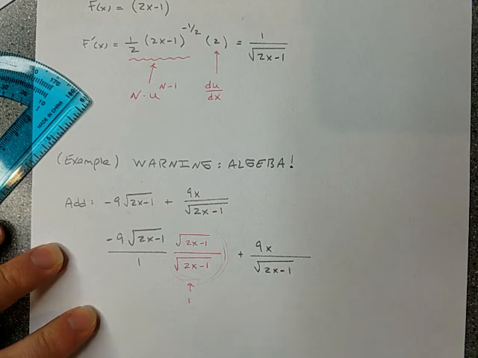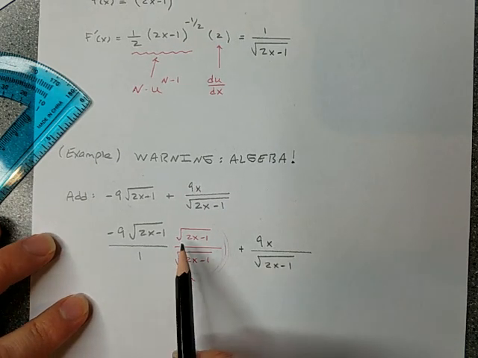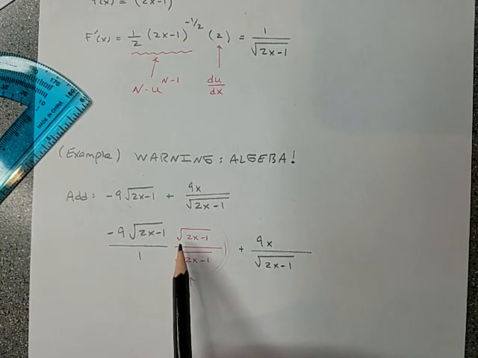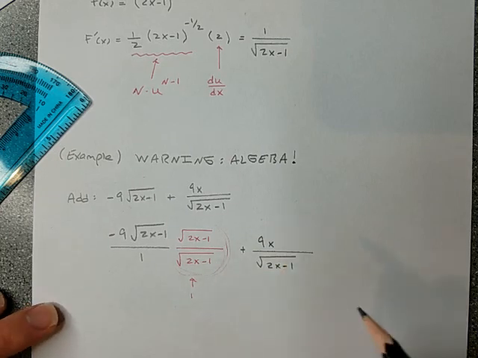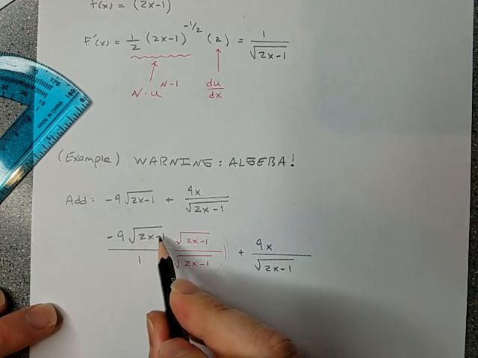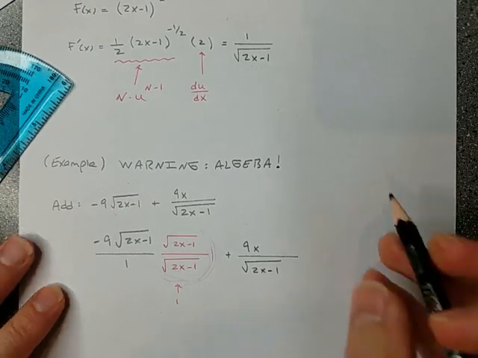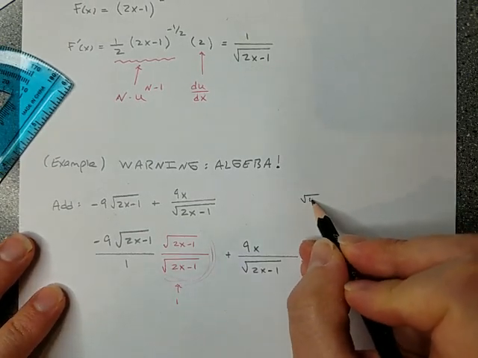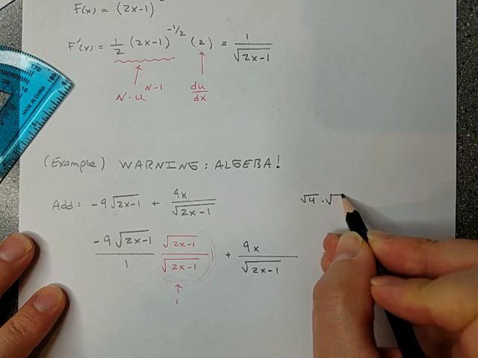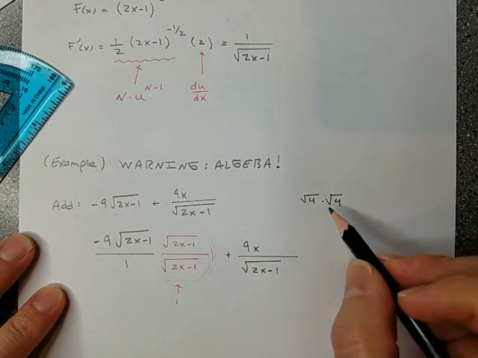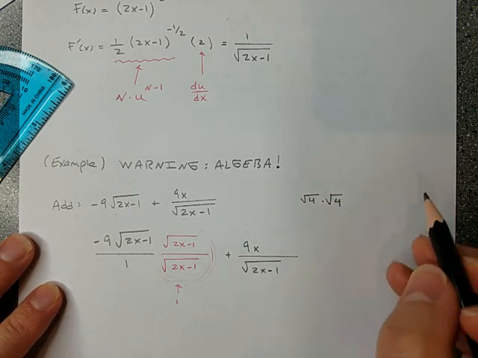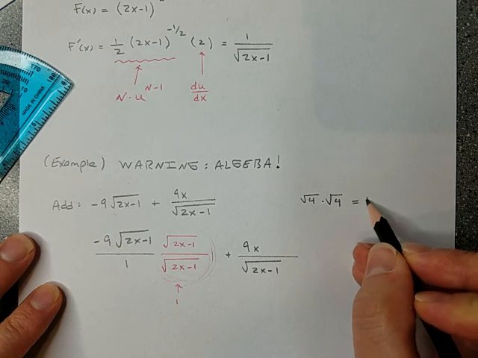And so on. Now, how do you multiply these together? Like, what's root 2x minus 1 times itself? Let's consider that 2x minus 1 is not a negative number inside that root, because that would mess things up for us. Like, what is the square root of something times itself? Like, what's root 4 times root 4? I guarantee you it's 4.